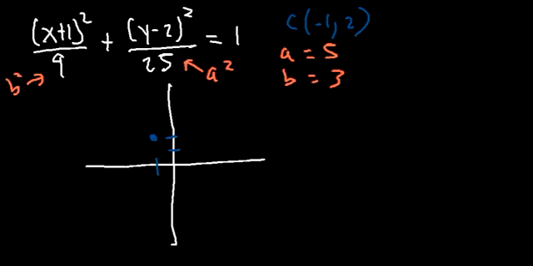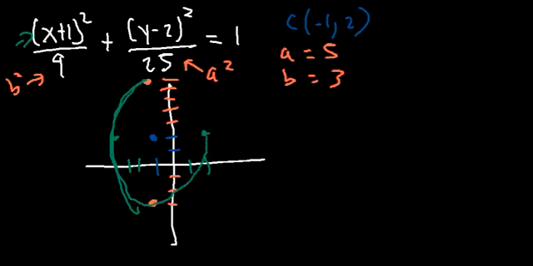So a is under the y, so we need to go up 5 units. 1, 2, 3, 4, 5. And then down 5. 3, 4, 5. B is associated with x, so we need to go 3 units to the right, and then 3 units to the left, and then connect the outer points. So that's our ellipse.